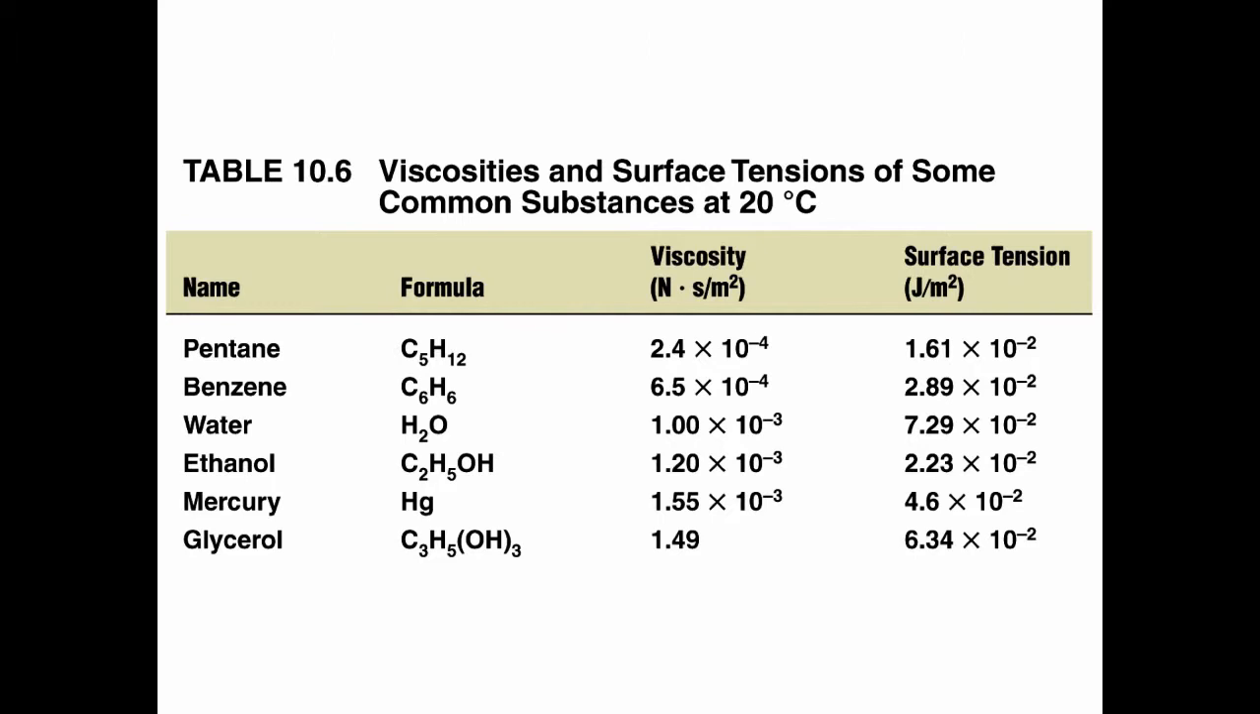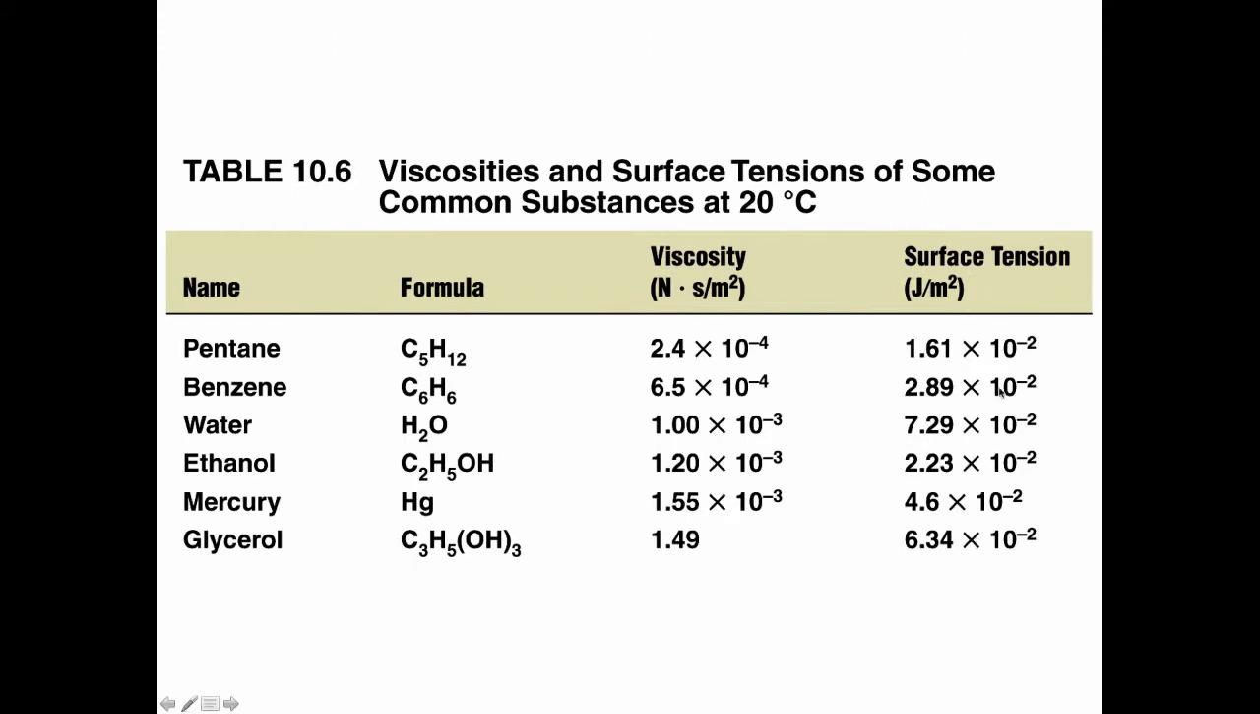Here's a table of some viscosities and surface tension values for some common substances. And notice the somewhat different units: Newton seconds per meter squared for viscosity and joules per meter squared for surface tension. And here are our substances. And notice things like glycerol, which has 3 different OH groups that are capable of hydrogen bonding, so strong attractions, and also many groups that can kind of tangle as they try to flow by. Very high viscosity, so it's somewhat intermolecular forces but somewhat shape of molecule.